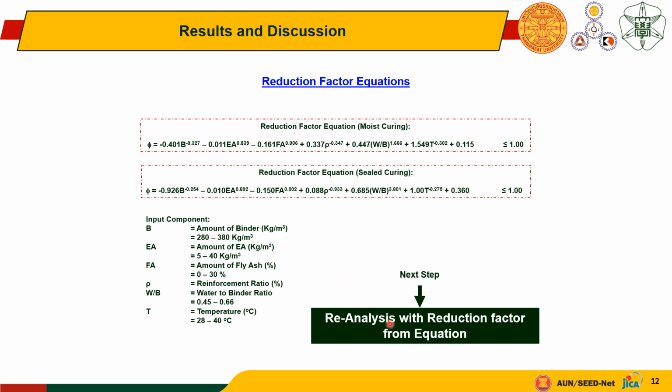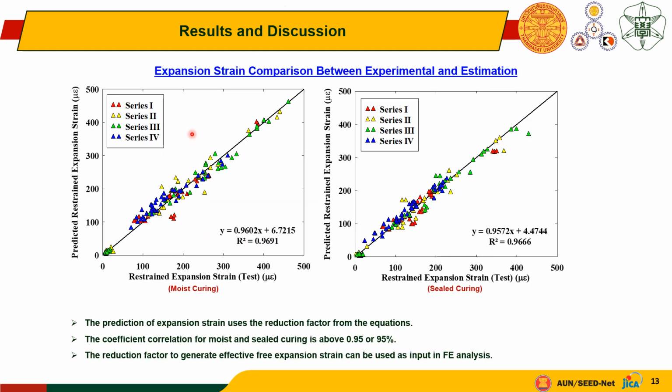After that, we need to reanalyze all of the data with the application of the reduction factor from this equation. This is the expansion strain comparison between experimental and estimation. As we can see here, with the application of the reduction factor equation, the correlation for moist curing is 0.9691, and for seal curing is 0.9666. That means they have a high correlation between the result from the test and the result from the prediction.